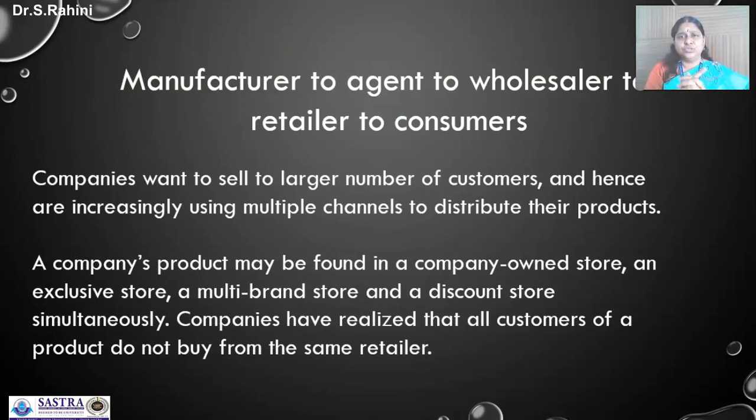Then the manufacturer to the agent, to the wholesaler, to the retailer, to the consumers. This is for companies who want to sell to a large number of customers, and hence are increasingly using multiple channels to distribute their products. So the company's products may be found in a company-owned store and exclusive stores, and in that case also a multi-brand store and a discount store simultaneously. Companies have realized that all customers of a product do not buy from the same retailer. So they will also operate this model, that is manufacturer to agent, to wholesaler, to retailer and to the consumer. So this model is for selling to a larger number of customers.